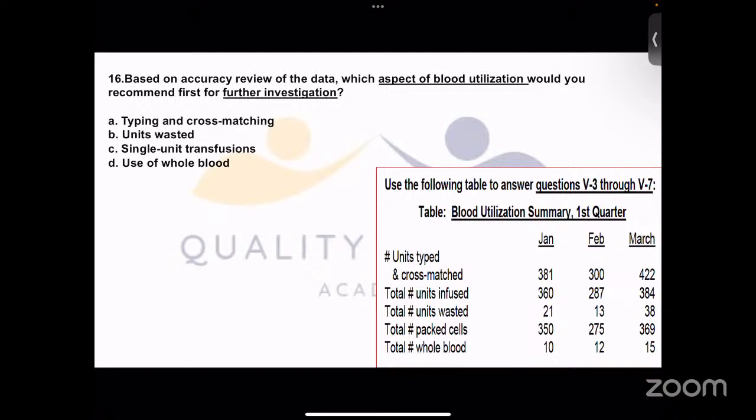So which of these requires investigation because there's a problem or an issue? Of course, the units that were wasted. So I want to see why the waste occurred so that I can minimize it as much as possible. Yes, wasted units. Okay, so the answer here is letter B. Okay, clear? Let's move on.